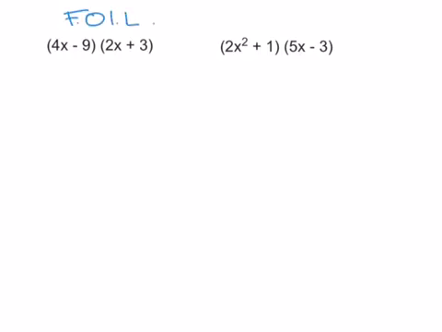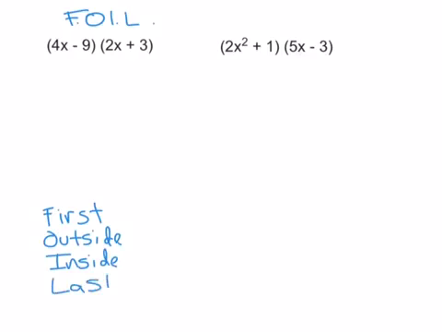It's an acronym that stands for first, outside, inside, last. FOIL. What that means is we're going to multiply the first terms first, okay? Meaning the first term of this binomial, which is 4x, times the first term of this binomial, which is 2x. So we're going to do 4x times 2x, and that will give us 8x squared.